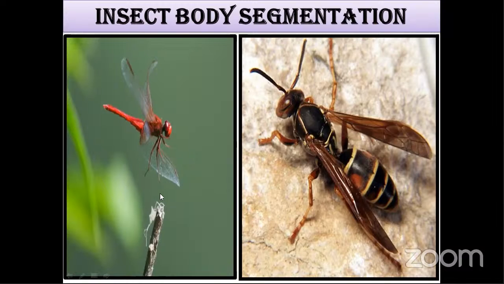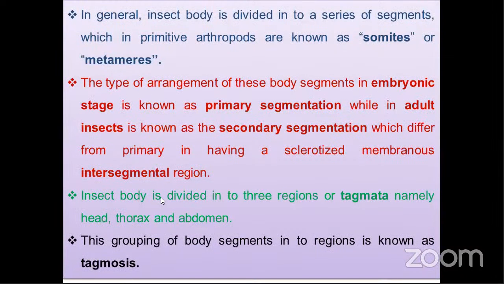You can see this matter. The arthropod body, the insect body, is divided into a series of segments, which we call somites. In ICR examinations, sometimes they will ask somites, sometimes metamers, sometimes segments. So don't get confused with these three terminologies. The arrangement in the embryonic stage we call primary segmentation. If it takes place in adult insects, we call it secondary segmentation.